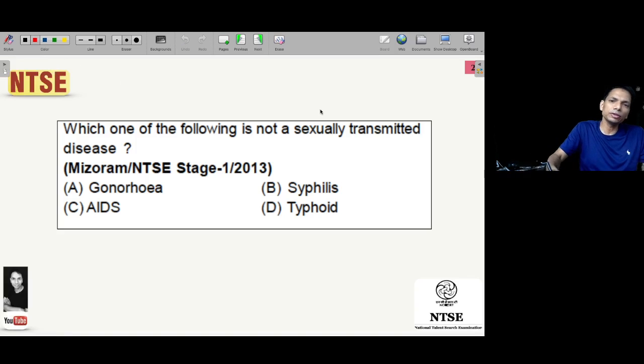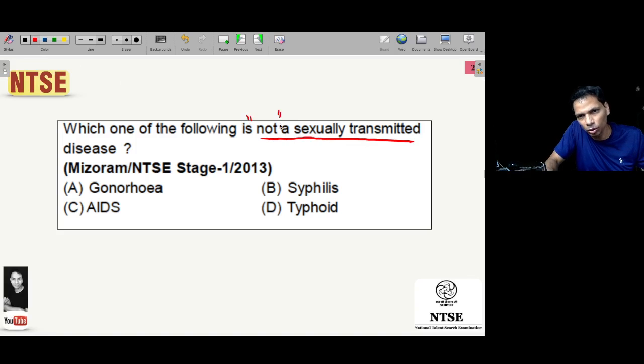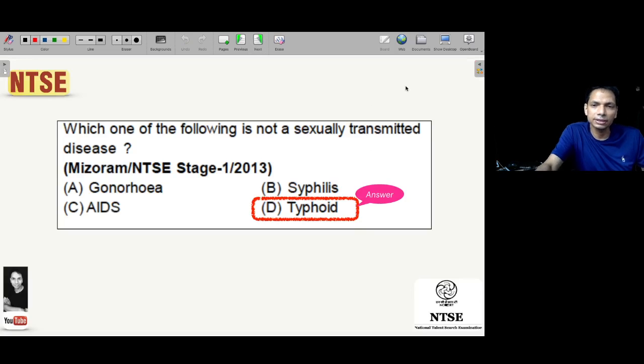Which one of the following is not a sexually transmitted disease? The question is "not", right? Mizoram NTC stage 1, 2013. It says which is not an STD: gonorrhea, syphilis, AIDS, and typhoid. So out of these, which one is not a sexually transmitted disease? The answer to this is typhoid.